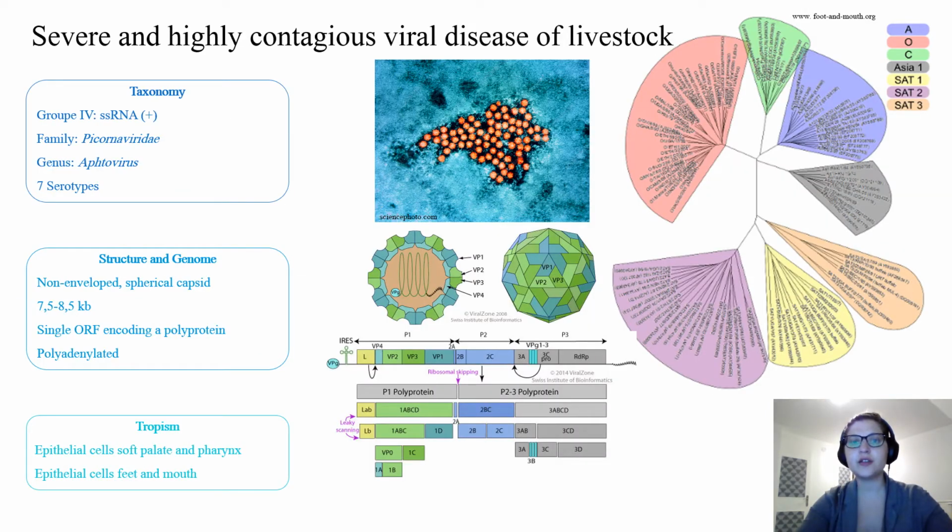The causative agent is an aphthovirus of the Picornaviridae family, including 7 genetically and immunologically distinct serotypes. This small non-enveloped virus of about 8 kb initially infects the epithelial cells of the soft palate and pharynx.